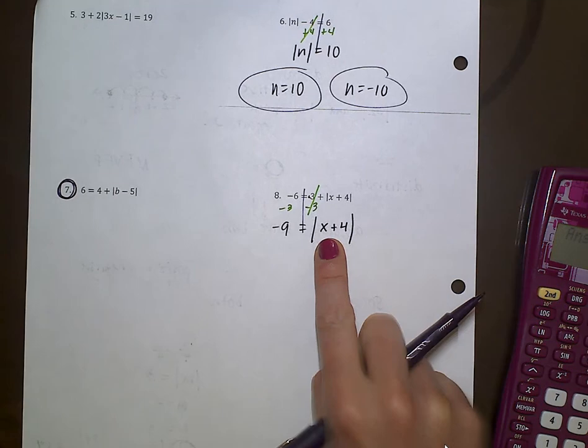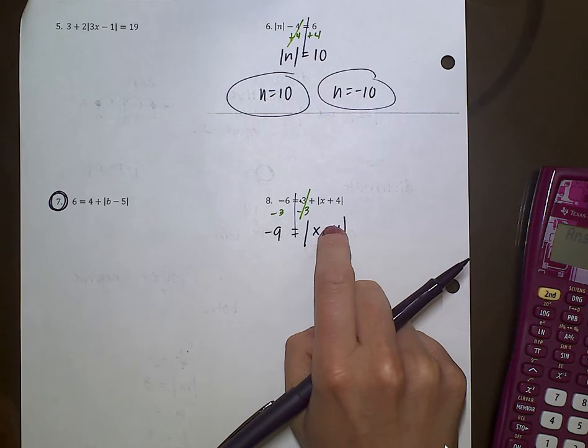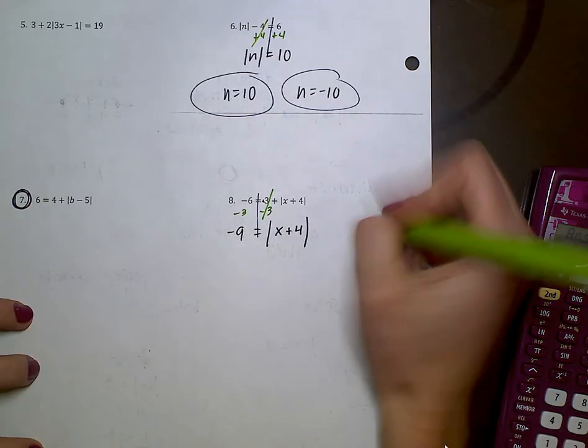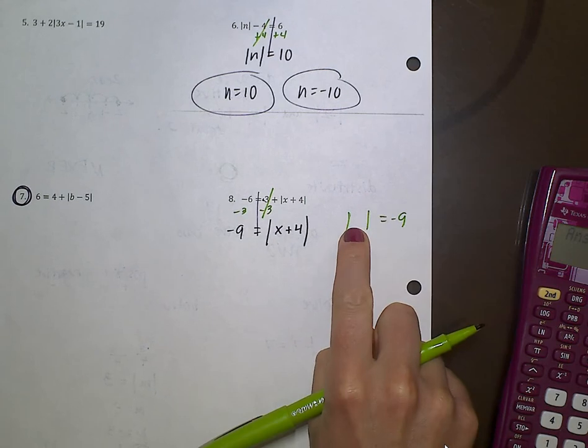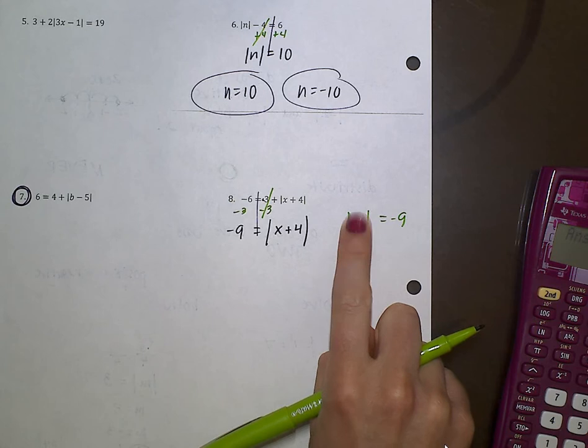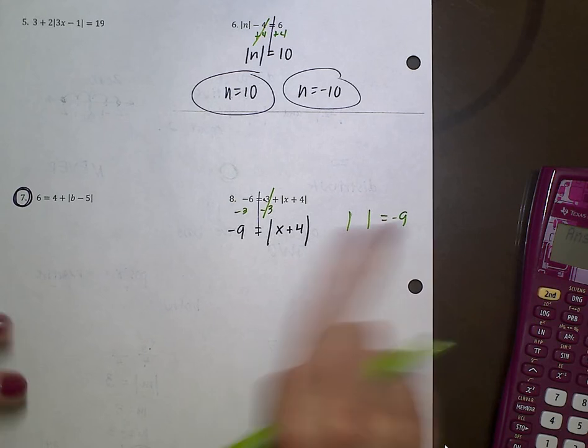There's nothing that can sit inside these bars right here that's going to give me a negative 9 on the other side. Like, what am I going to put in there? 9? No, that's positive 9. Negative 9, the bars would make that positive 9. So this is a no solution.